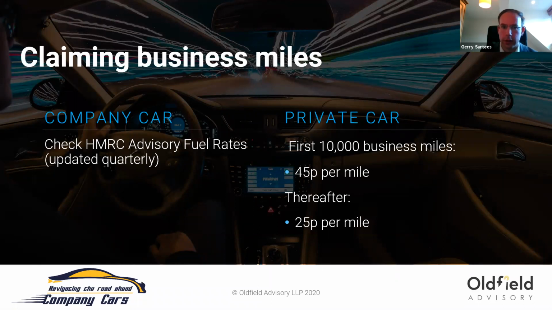And it can either be paid in cash, or if you're a director, it can be credited to your director's loan account. Either way works. If it's a private car, exactly the same principle applies, but the rates are slightly different. So for the first 10,000 business miles you travel in a given tax year, the rate is 45 pence a mile, and then thereafter it increases to 25 pence a mile.